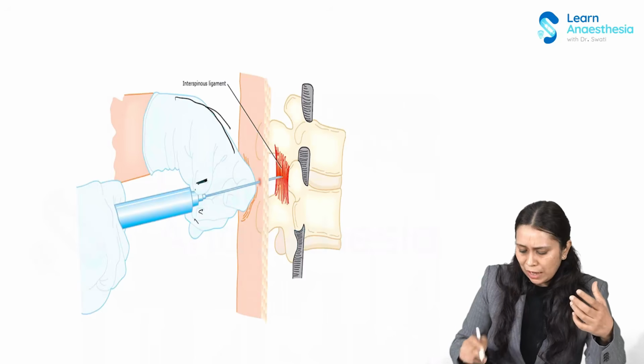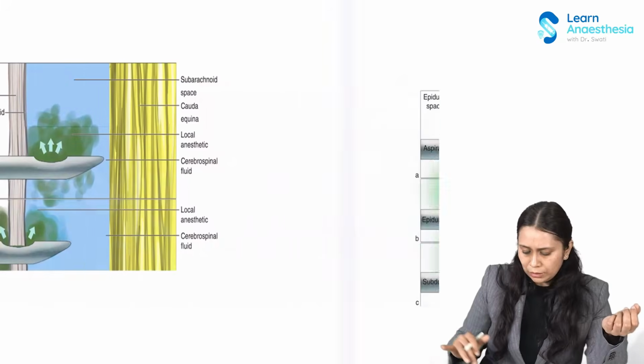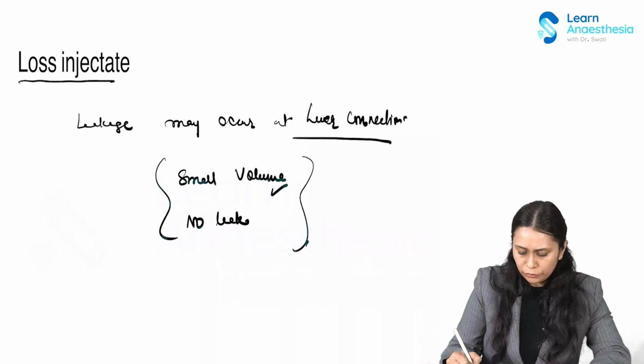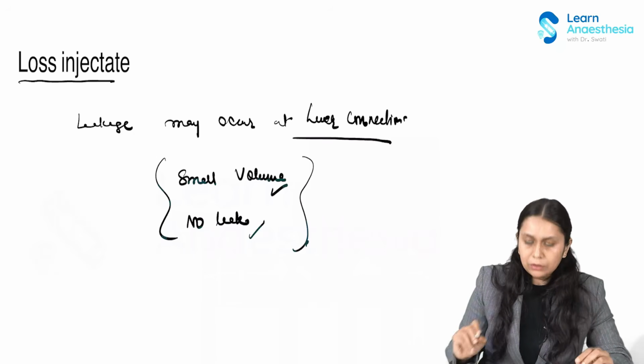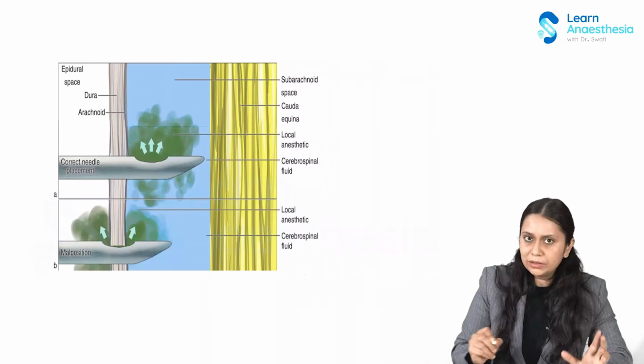Okay, so what will happen if the needle which we are using for spinal anesthesia moves? Now there are a number of things which can happen, right? We are using a small volume, so we should permit no leak. We should have no leak. Now, what is the correct placement of the needle?